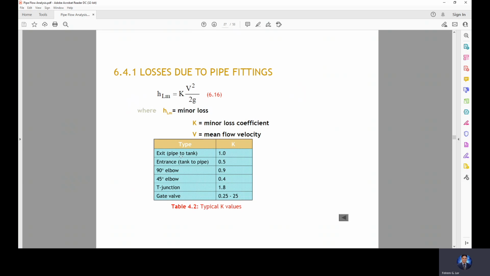So exit from pipe to tank, K is 1. Entrance from tank to pipe, 0.5. These are just suggested values, typical values of K. Although if you read other books or references, there are more detailed values of K, but these are just typical. It is a coefficient, a multiplier. So it should not be more than 1, and it should not be equal to or less than 0. So it's between 0 and 1. Okay?